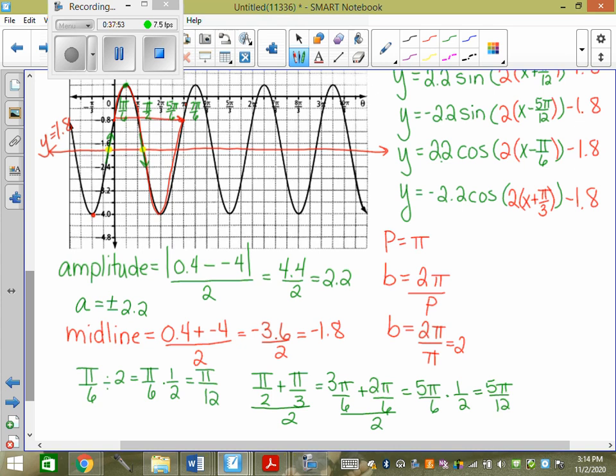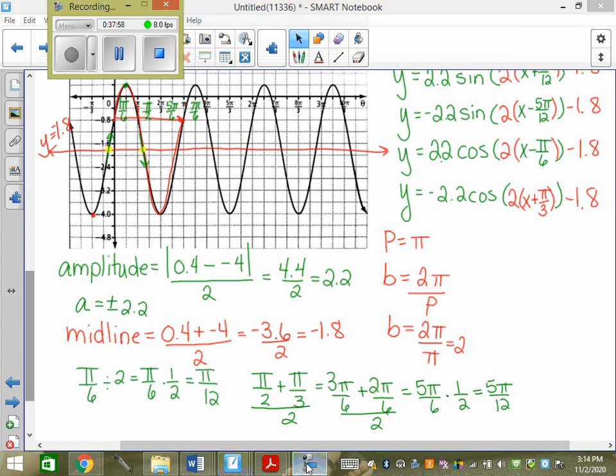For your homework, it's to do the written response one on the back, the 2 written response on the back.